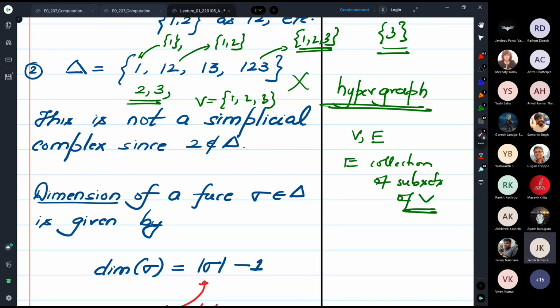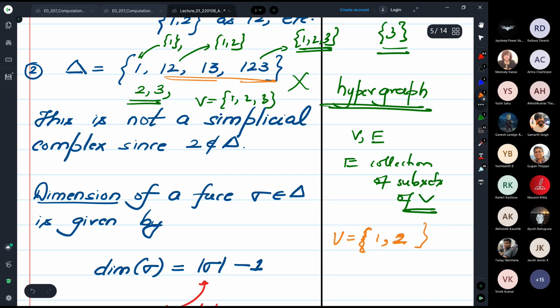Right. So I'm saying that if these things were not there and if delta was only the collection of these sets, it's not a hypergraph because I cannot define a vertex set. So let's say 1 is a vertex or 2 is a vertex or something like that, and I can think of the others as subsets of this set. Is this okay? That's why this cannot be naturally viewed as a hypergraph.